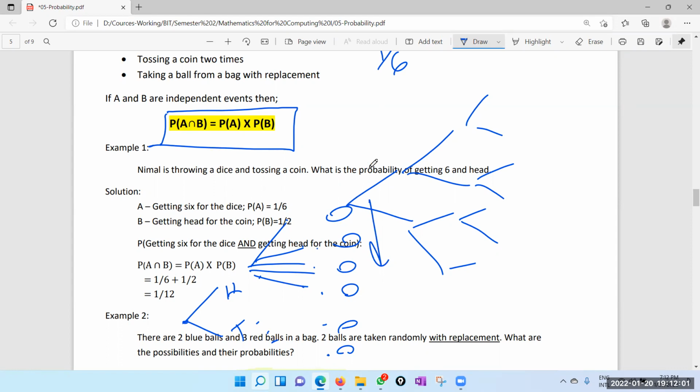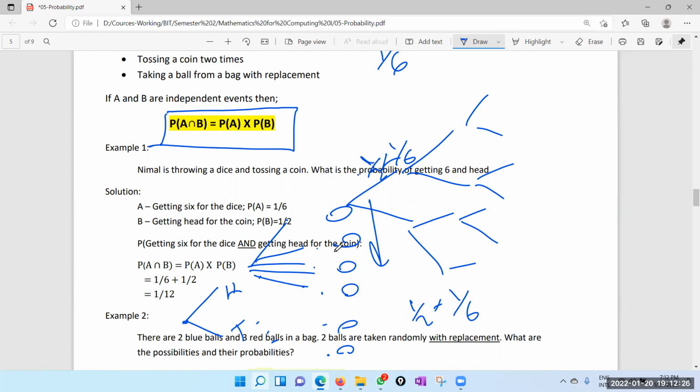getting head 1 is half into 1 over 6. Getting tail 1 is half into 1 over 6. Getting head 1 or tail 1 is this plus this, because these two are mutually exclusive. If head 1, it is not tail 1. If tail 1, it is not head 1. So none of the outcomes will belong to both. So they are mutually exclusive. So if you understand this, probability questions are easy.